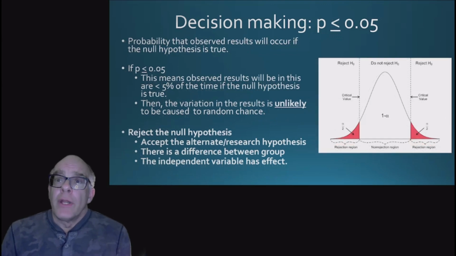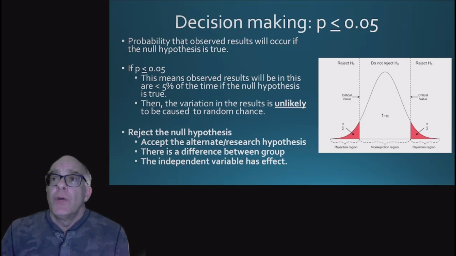Now, the alternative to the p-value being greater than 0.05 is a p-value that is less than or equal to 0.05. Again, the p-value is going to be indicating the probability that our observed results will occur if our null hypothesis is true. If our p-value is less than or equal to 0.05, this means that the observed results will be in this region, this 5% of the region.